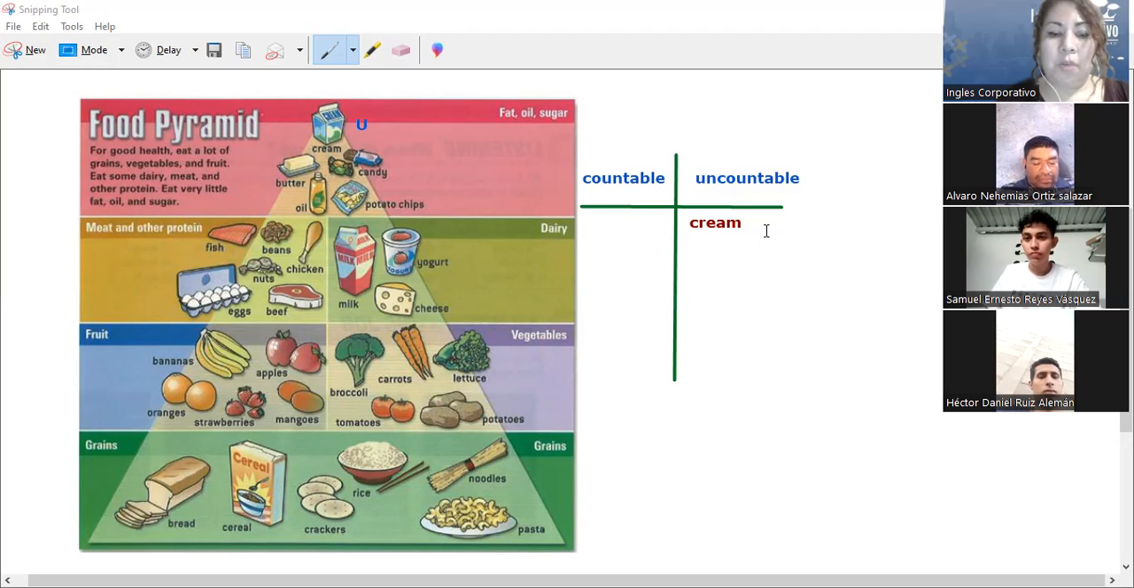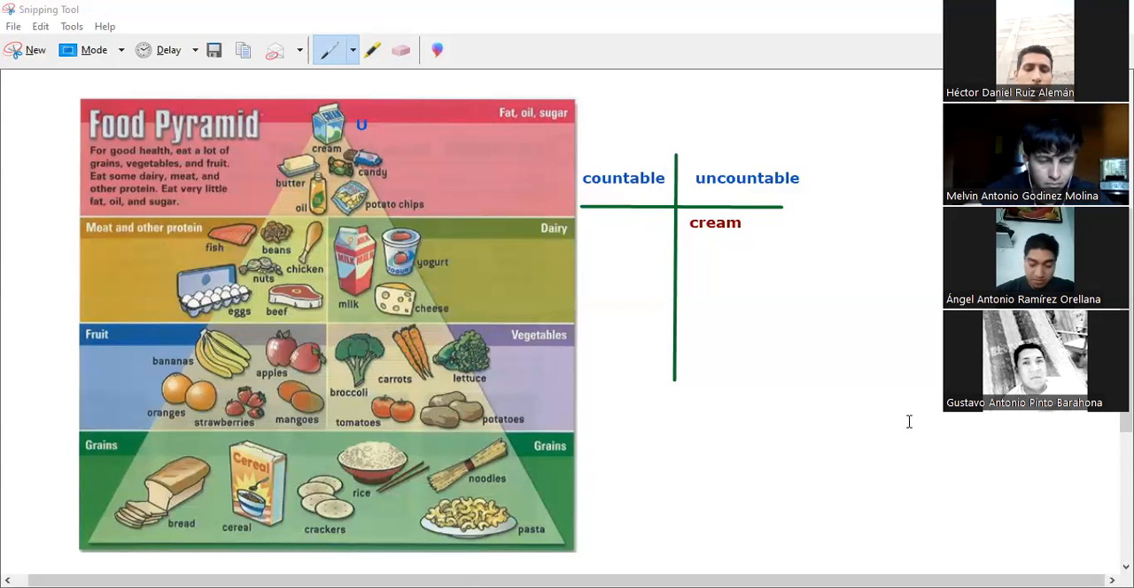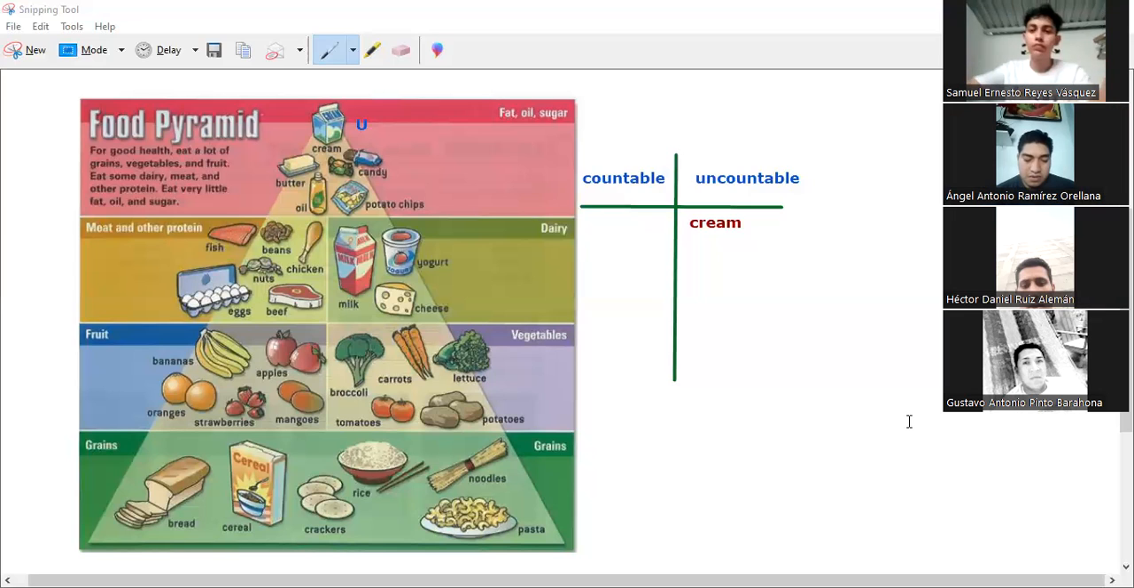Okay, how are you doing? Are we almost finished? Yes, I finish. Qué rápido, Álvaro. Okay. All right, Samuel, Héctor, Melvin, Ángel, Gustavo, are you finished? Yes. Okay. All right, so we'll start.